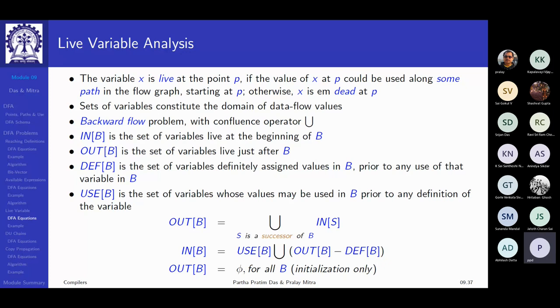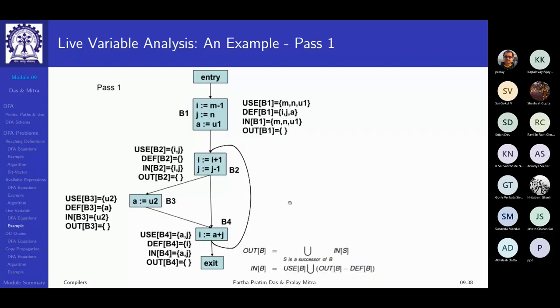Now, what will be the initialization? Naturally, since you are coming backwards, outsets will have to be initialized, and we will initialize them with null, because if we have to start and keep growing, then the outsets initial is all set to null. So an example here. Let us look at, first of all, outset is null everywhere. If the outset is null, then the inset is use union out minus def. If the outset is null, that certainly means that the second term is always null. So the inset is same as the use set.